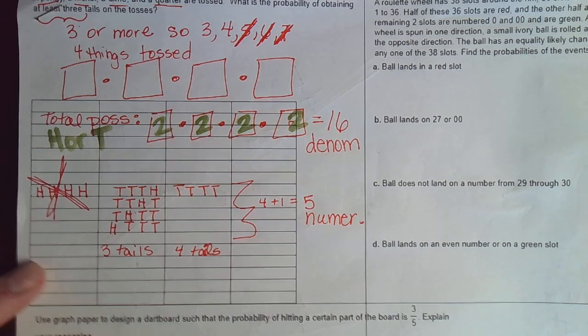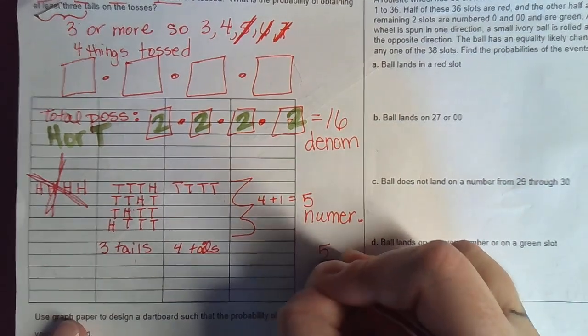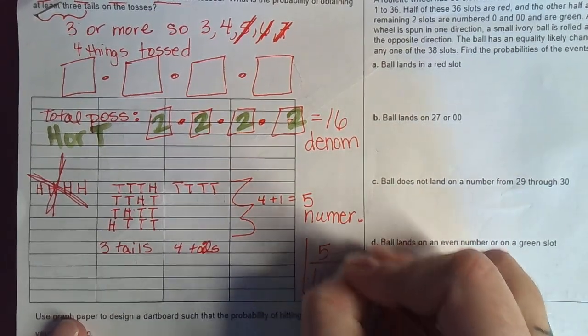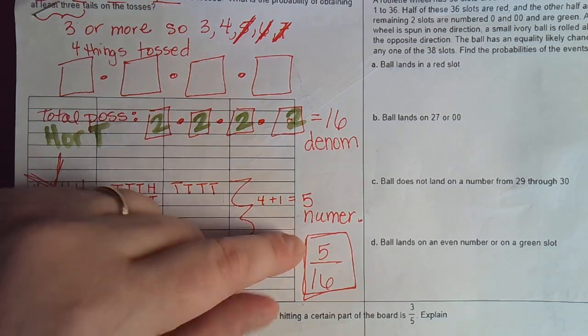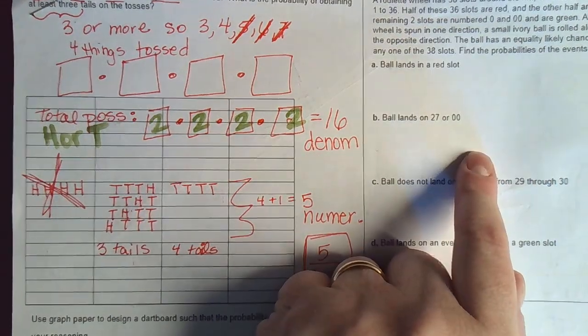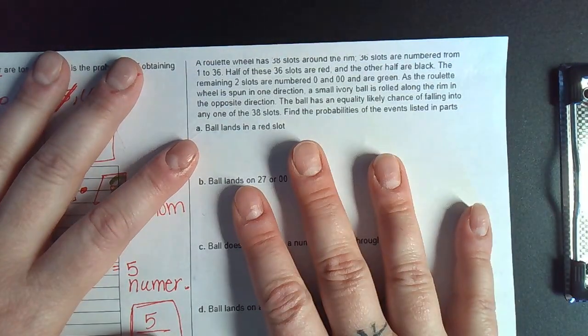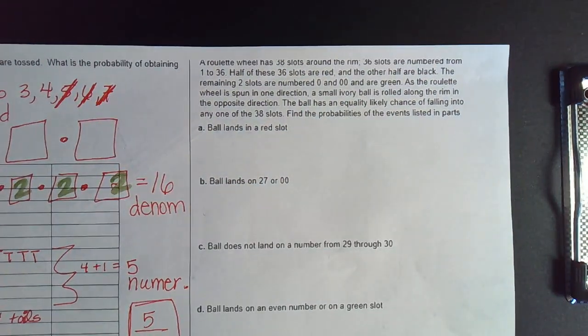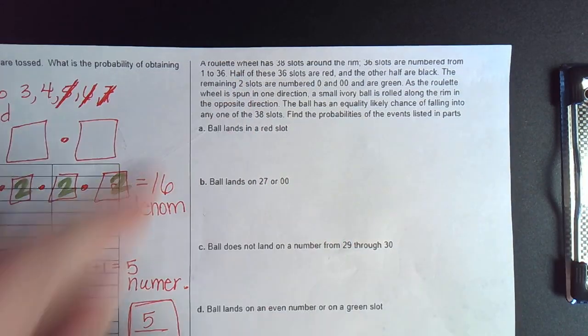So the question was, what's the probability of getting at least 3 tails on the tosses? Okay, well, 5 out of 16. This is a shortcut for how to do it. Let's use this same shortcut over here for this roulette wheel, instead of drawing a tree diagram, because I'm not going to draw a tree diagram with 36 branches.